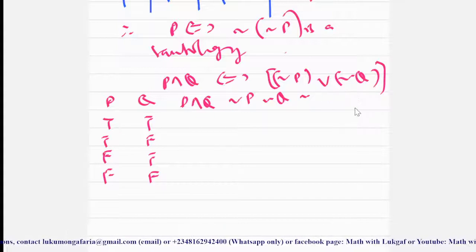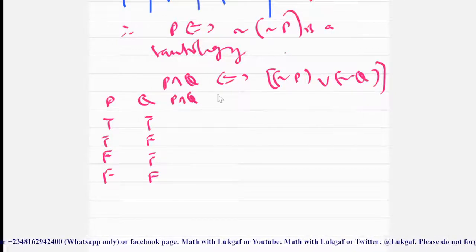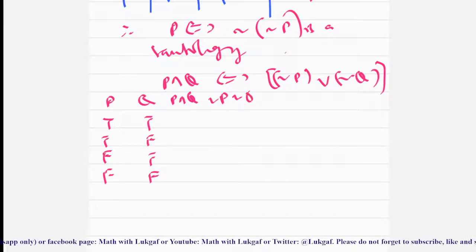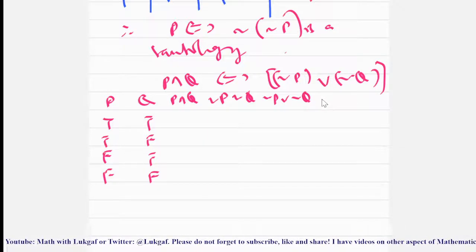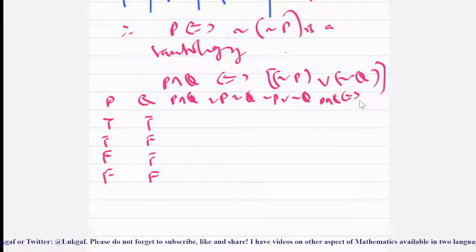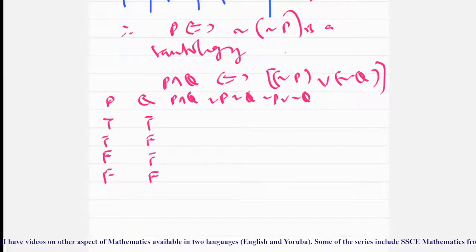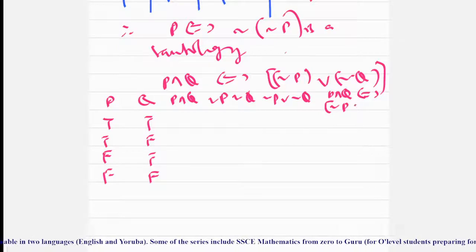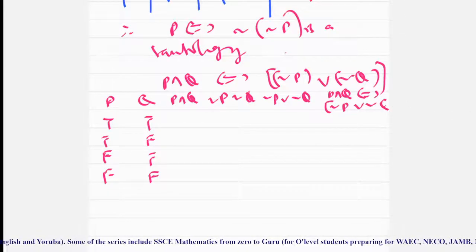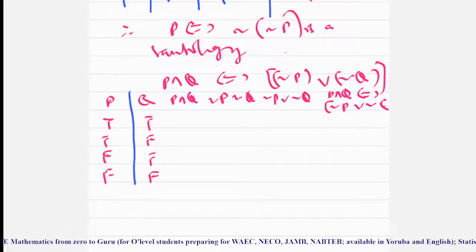We need negation of P, negation of Q. Let me shorten it so that it can all come together. We have P and Q, negation of P, negation of Q, negation of P or negation of Q. Then we have P and Q if and only if negation of P or negation of Q. Let me rewrite it. Okay, let me just draw the line after that. So you have something of this nature.